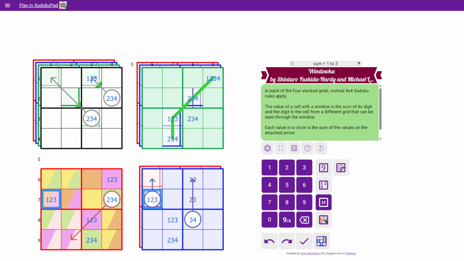These two digits add up to the same number as these two digits, because they're both windowed. How is that possible? It's possible with a 4, 1 and a 2, 3. So this could technically be any.